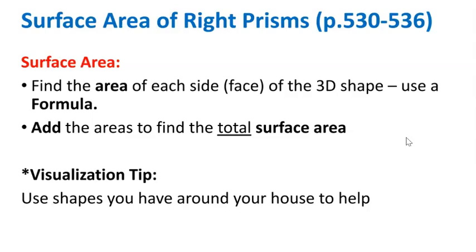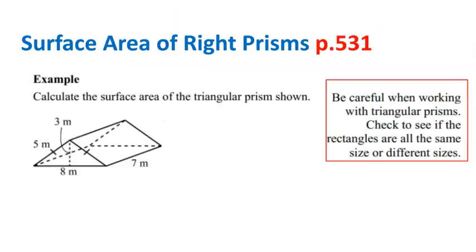Sometimes I feel that it's important for you to use shapes that you have around your house just because you can manipulate a three-dimensional shape. So you can touch all the sides just to check that you have everything accounted for. I'd like to start off with this first example on page 531 just to show you a different way to solve compared to how the book shows.